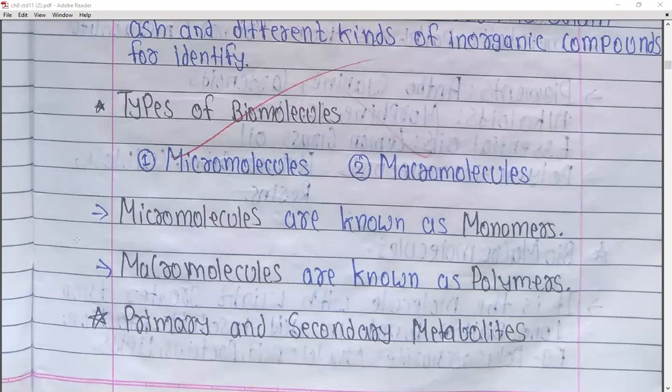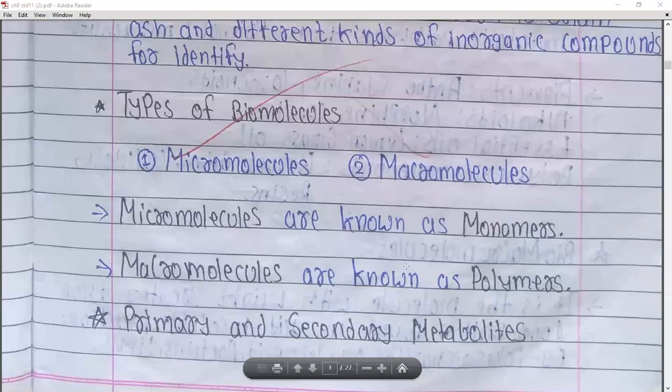So what are micromolecules? Micromolecules are known simply as monomers, right? And macromolecules are known as polymers. Monomers means the simple form, and polymers means the complex form. So the simpler forms are said to be the micromolecules, and when these simpler forms join with each other to form a complex molecule, that is known as macromolecules, or we can simply say polymers, right?